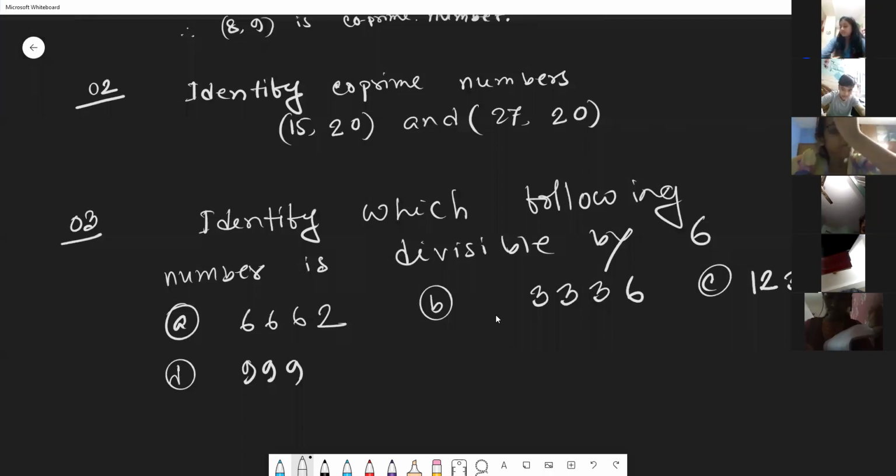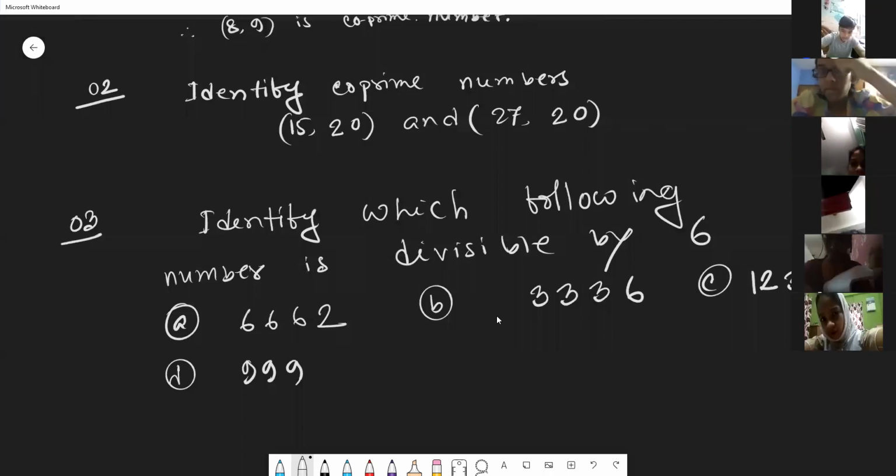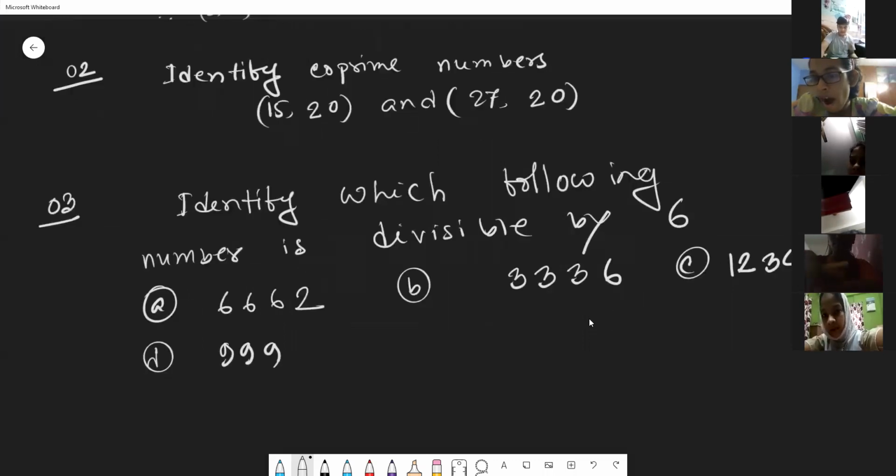Is there anyone who can do this one? Which is the condition for divisibility by 6? Anyone? The number which can be divided by 3 and 2 will also be divided by 6. Yes, absolutely right answer. Ammu, thank you so much. If the number is divisible by both 2 and 3, then the number will be divisible by 6.